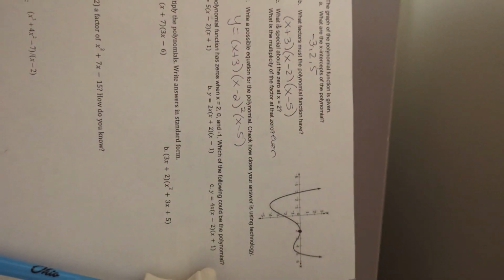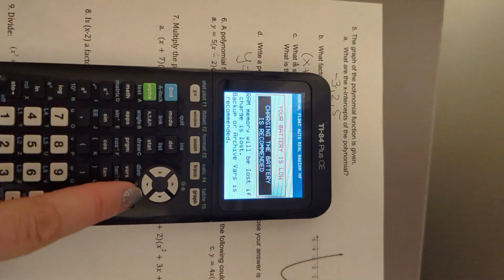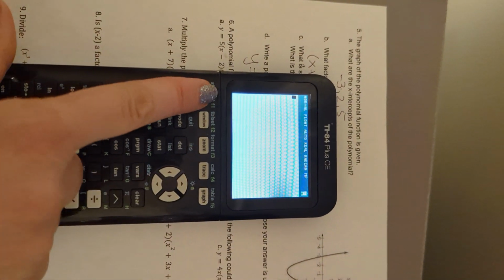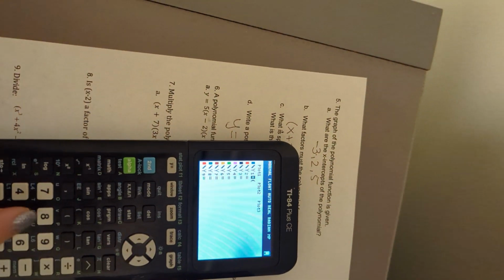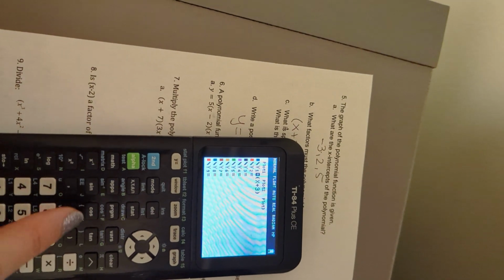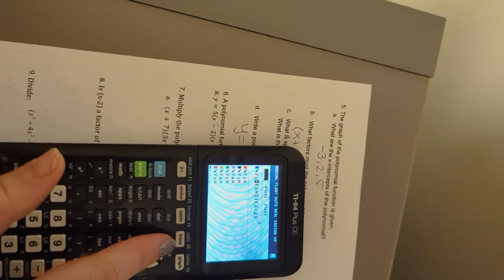So let's see how close we got by putting it into our graphing calculator in the y equals menu. So parentheses, x plus 3, x minus 2 squared. Oops.